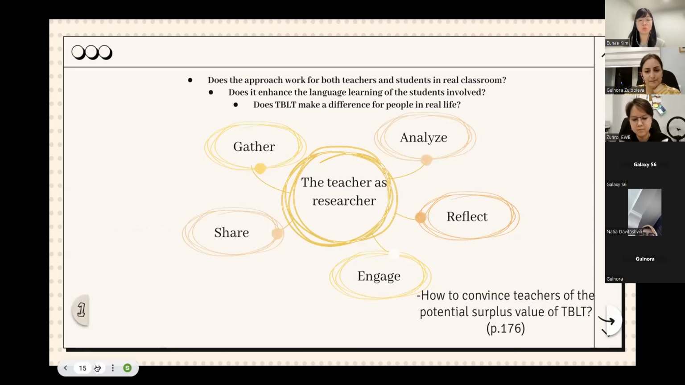Does this approach work for both teachers and students in the actual classroom? Does it enhance the language learning of the students involved? Does TBLT, or using tasks, make a difference for people in real life? Is this something doable?